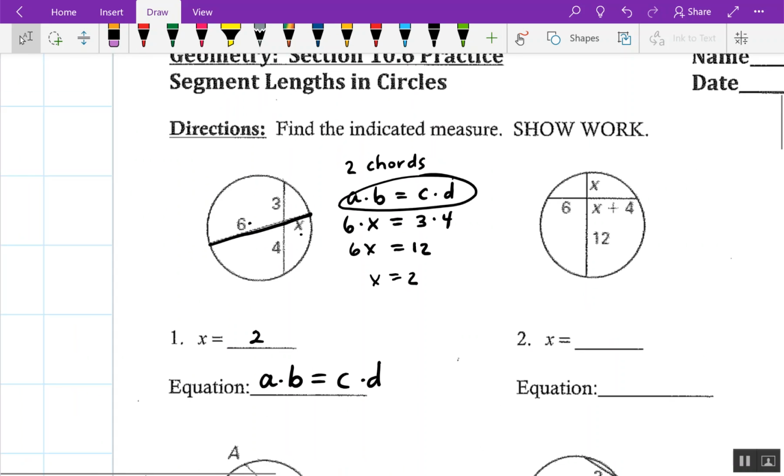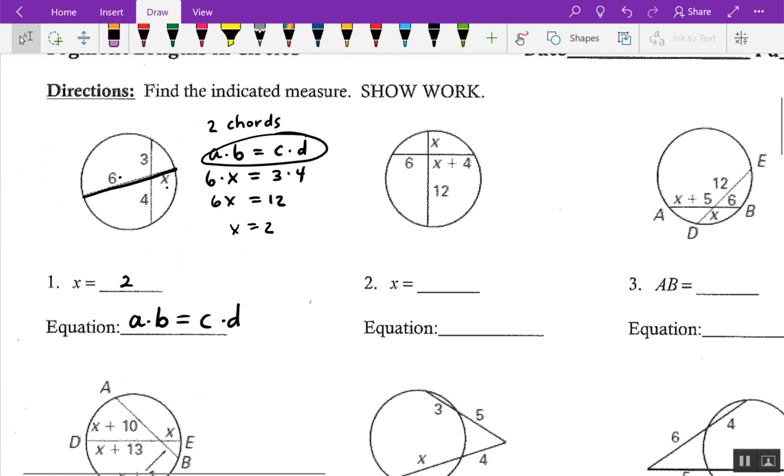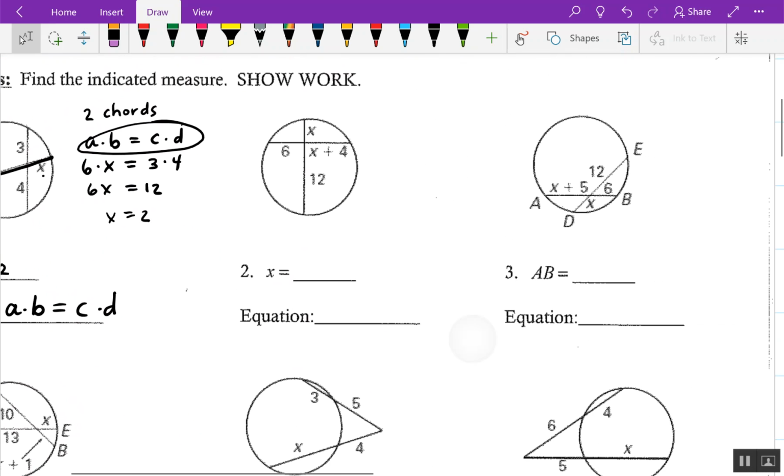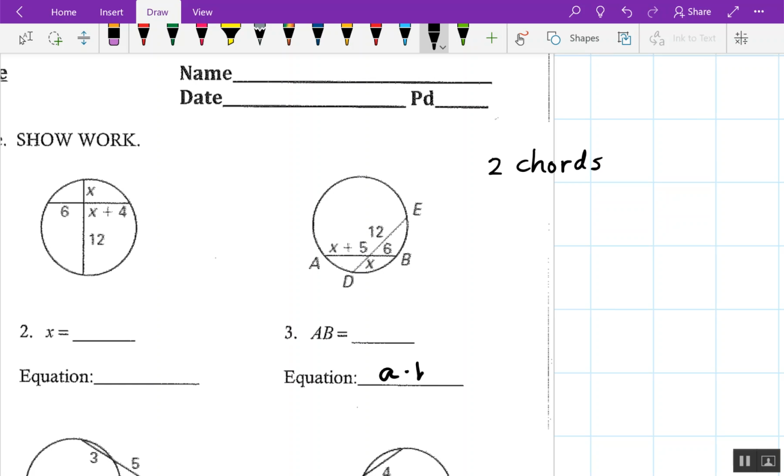All right, let me see. 2 is the same. Let's set up 3. Are you ready for 3? Because you do have to do some on your own. All right, for 3, what do you see? 2 chords, right? What's the formula? A times B equals C times D.